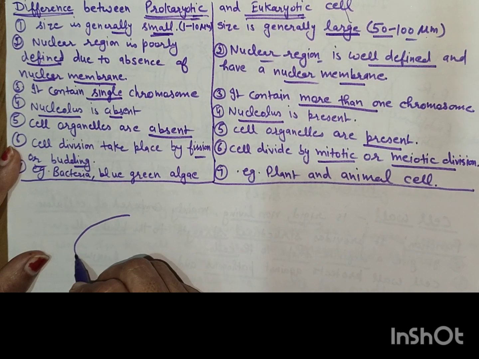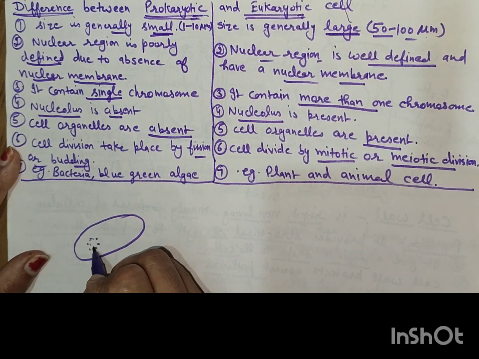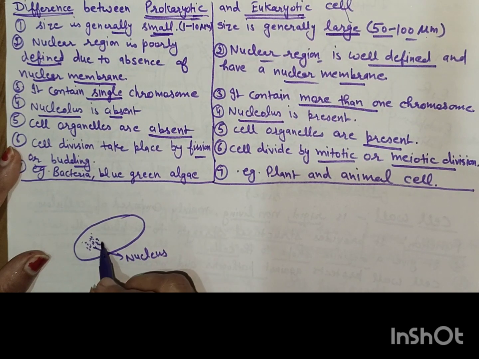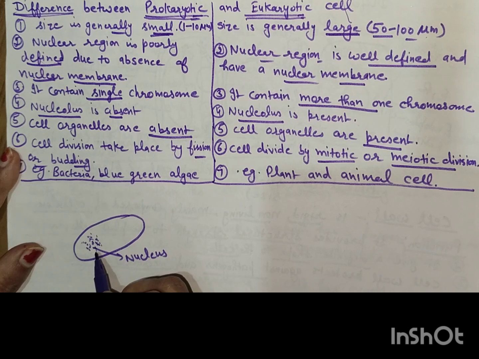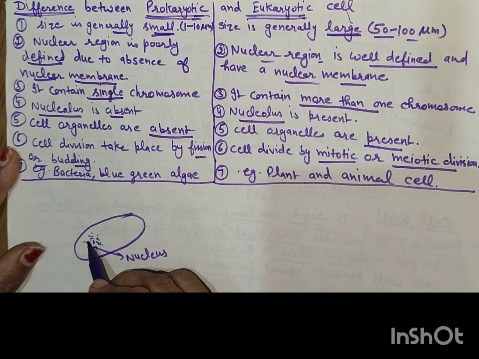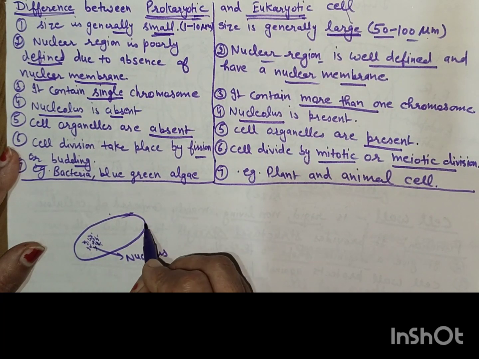If we draw the prokaryotic cell, the cell of the bacteria, then the nucleus is just like this, not well defined. The nucleus is not well defined, without any nuclear membrane, and the nucleolus is also poorly defined or absent, you can say. It will divide by fission or budding. There is a single chromosome only. This is the plasma membrane.